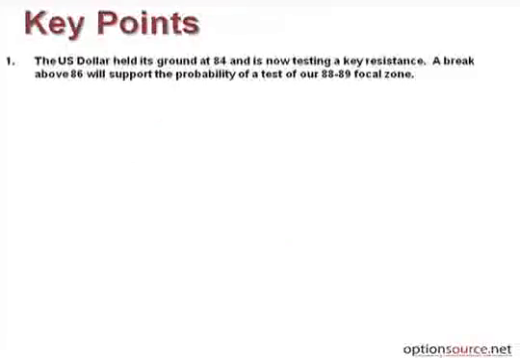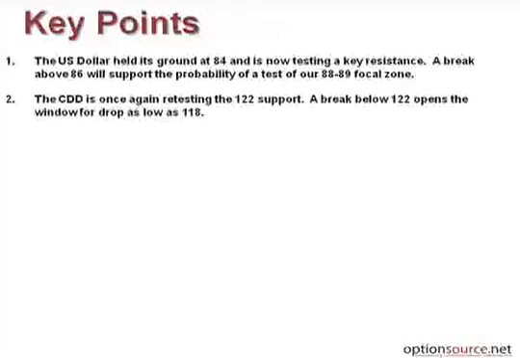Let's review our key points. First of all, the US dollar held its ground at 84 and is now testing a key resistance. A break above 86 will support the probability of a move up into our 88-89 focal zone. The CDD is once again retesting the 122 support. We must see the US dollar hold here if we are to anticipate any further continuation of the US dollar strengthening against the Canadian dollar. A break below 122 opens the window for a drop as low as 118.